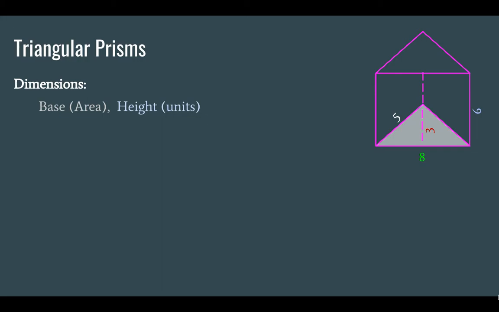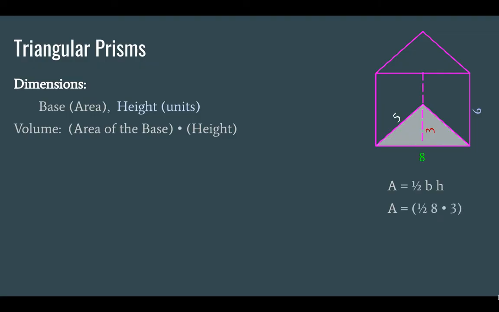So what I want to do is look at that triangular base, and I want to recall that the formula to find the area of a triangle is 1/2 of the base of the triangle times the height of the triangle. So the base of this triangle is 8 units, the height is 3 units. And when I do half of 8 times 3, I could do half of 24, which is 12. I could also do half of 8, which is 4, and 4 times 3 is 12. In any event, the area of this base is 12 square units.